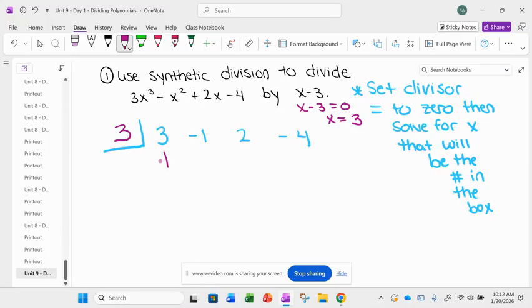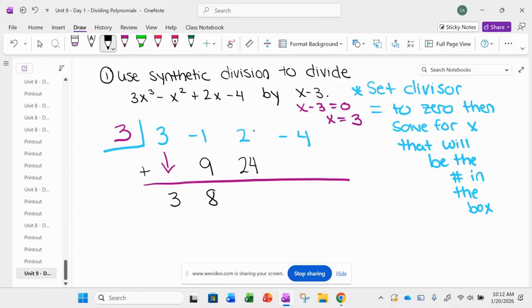Okay, now we're going to use exactly what we've been doing. That's synthetics, like we did in synthetic substitution. Bring down the 3. 3 times 3 is 9. Now we add -1 plus 9 is 8. 8 times 3 is 24. 2 plus 24 is a 26. 26 times 3 is 78. Negative 4 plus 78 is a 74.